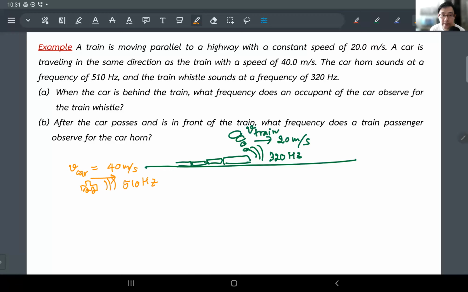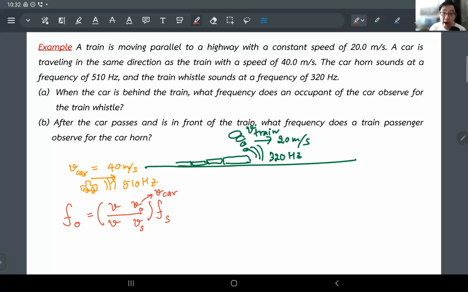Now, first question, how can you calculate the observed frequency by the car passenger? F sub O equals something times F sub S. With me? And you can even set up the infrastructure of the whole thing. But now you have to know which is which. Which one is going to be your observer? Which one is going to be your source? For this particular case, the observer is the one sitting in the car. So that means the V observer over here is going to be V sub car. You guys with me?